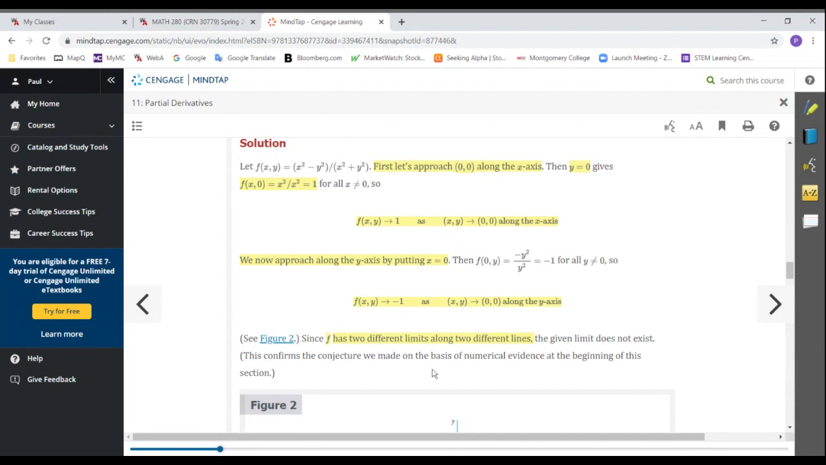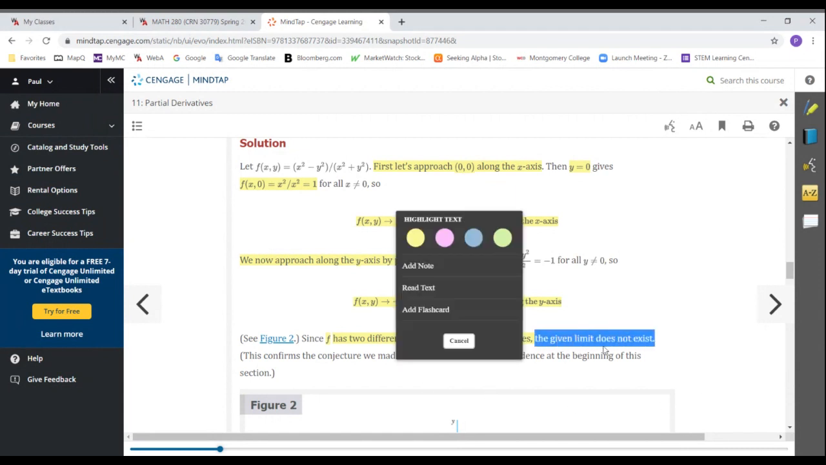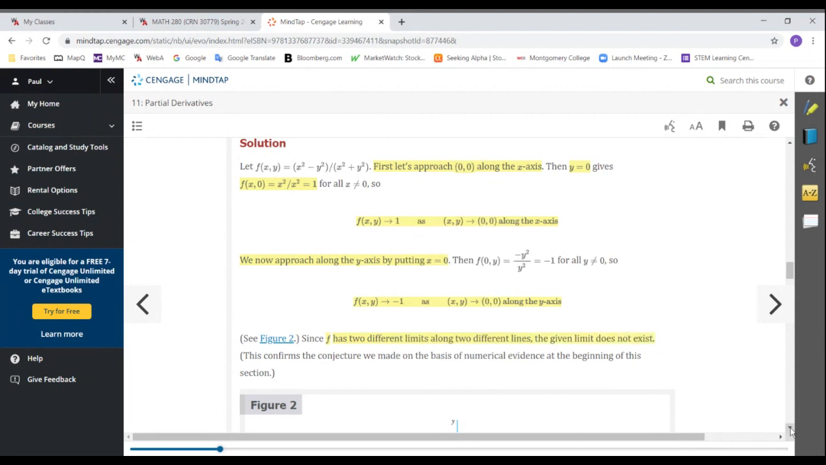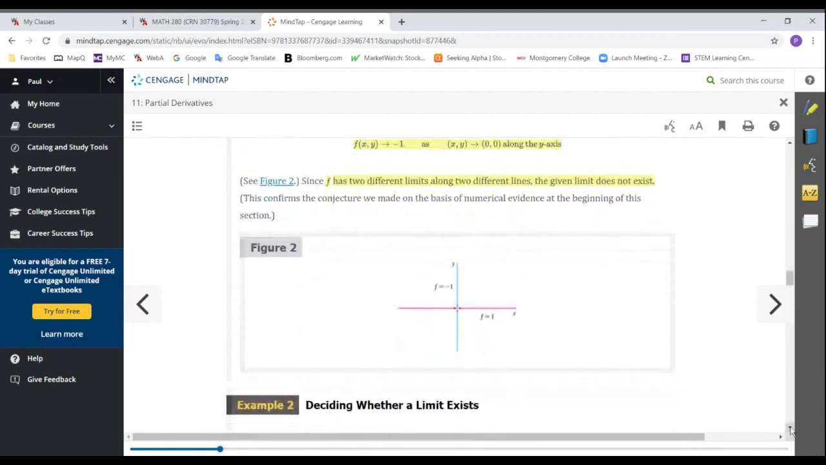approaching the origin in two different directions, two different ways, and we get different limits, that means the given limit doesn't exist. That means the given limit doesn't exist.